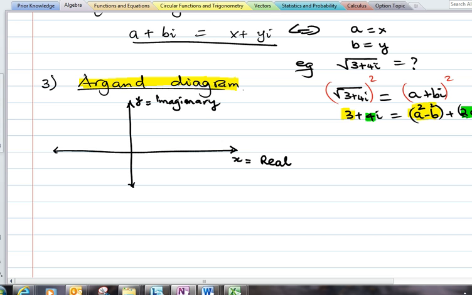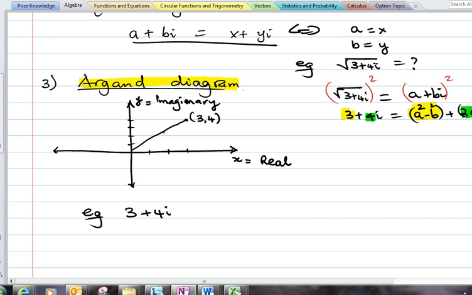So the same way we would represent points on the xy plane, a complex number, for example 3 plus 4i, can be represented as a vector on the Argand diagram. So 3 plus 4i would be that complex number, so that the coordinates of this point are 3, 4.